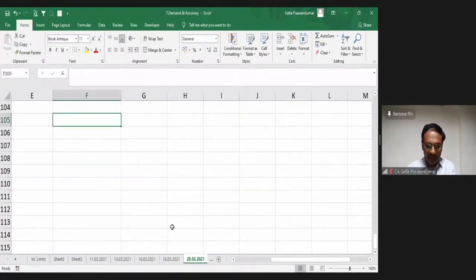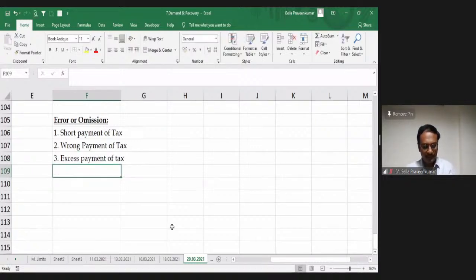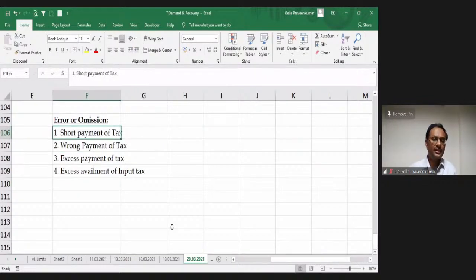Now, error or omission. One, short payment of tax. Two, wrong payment of tax. Three, excess payment of tax. Fourth, excess availment of input tax. Now, first thing, short payment of tax.